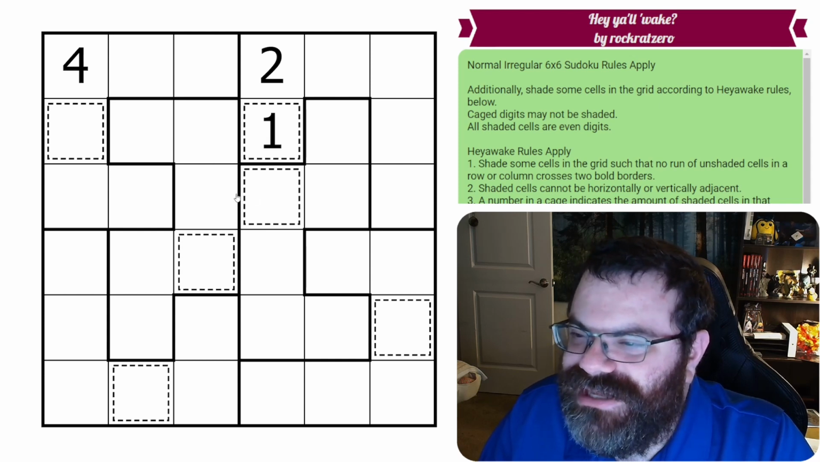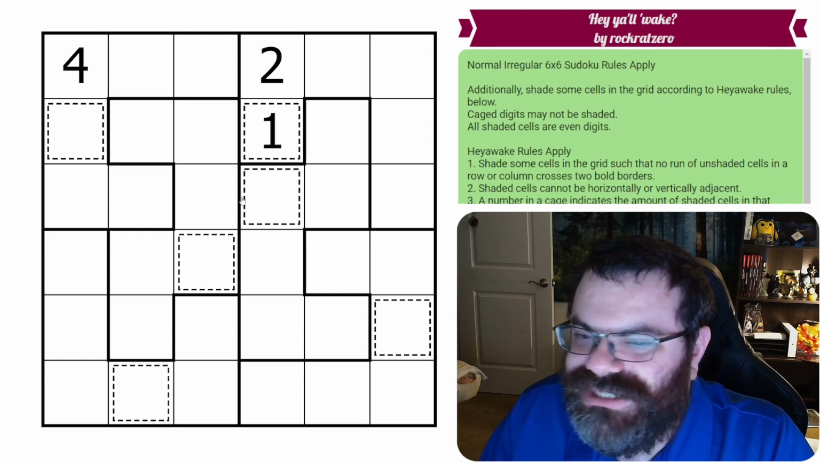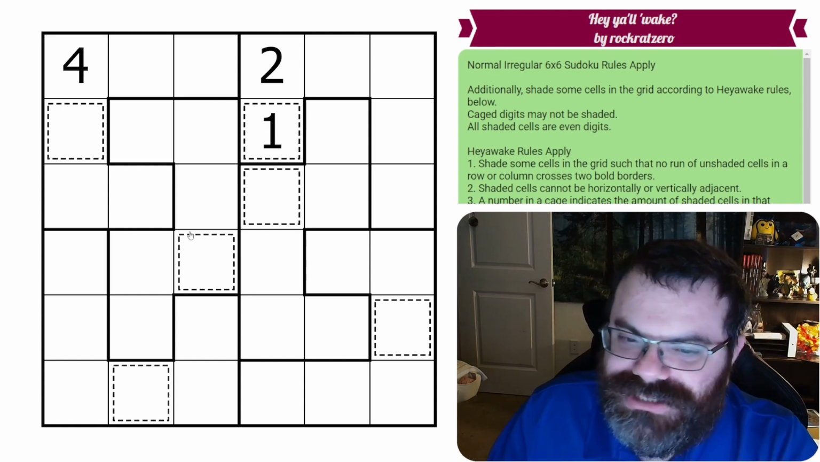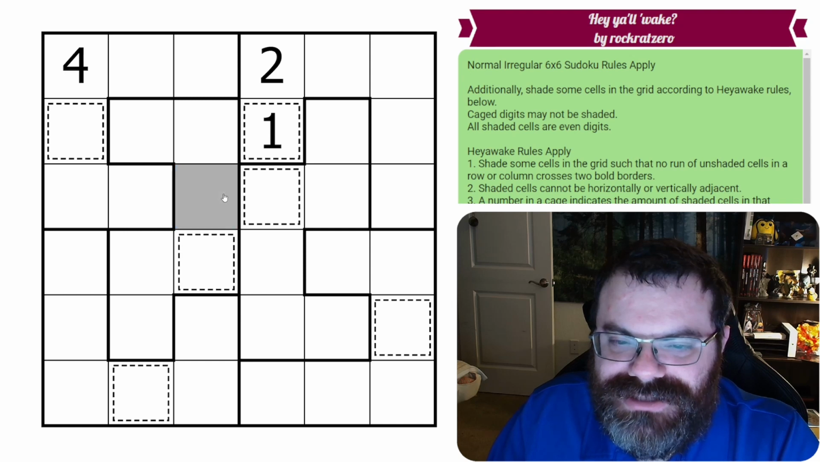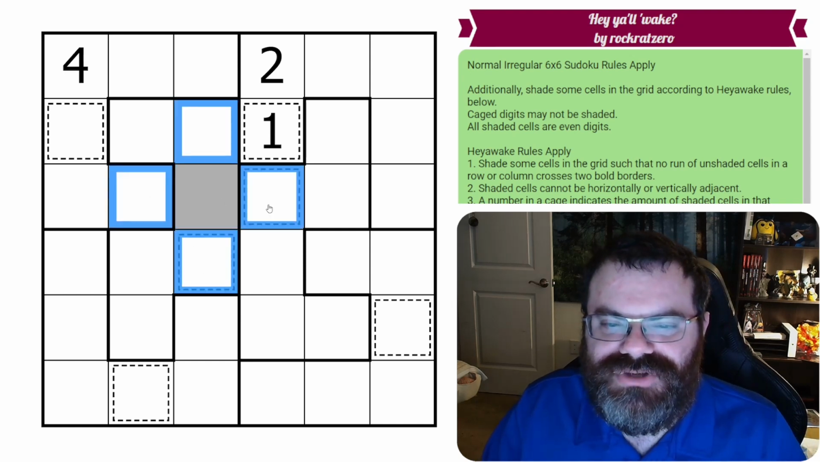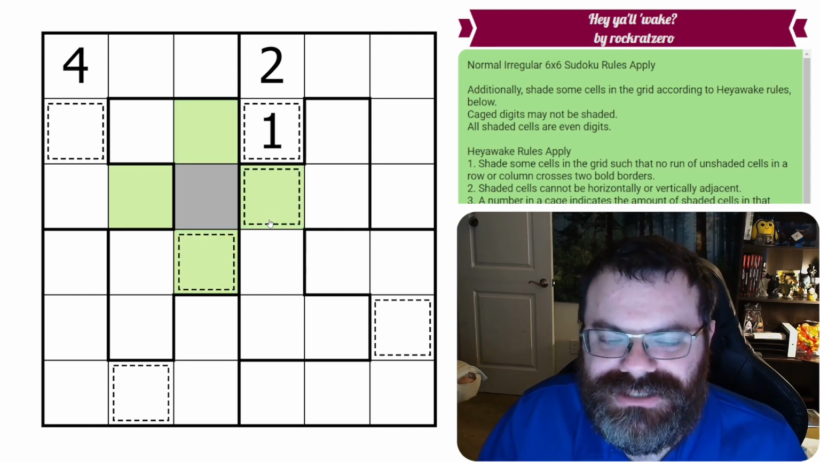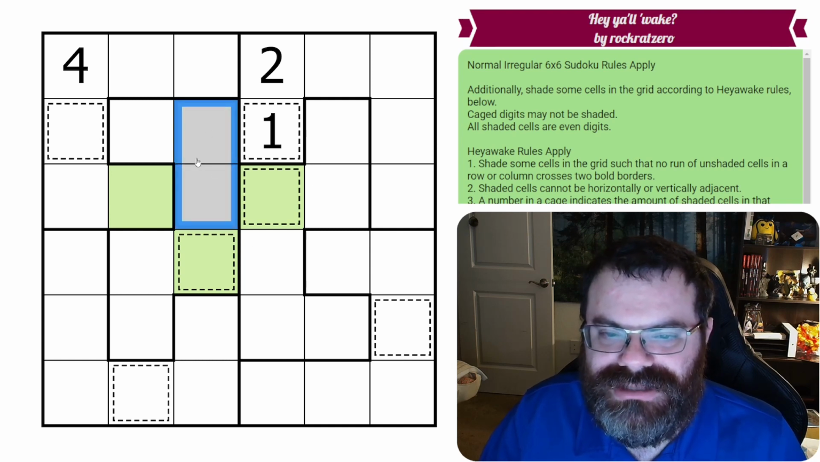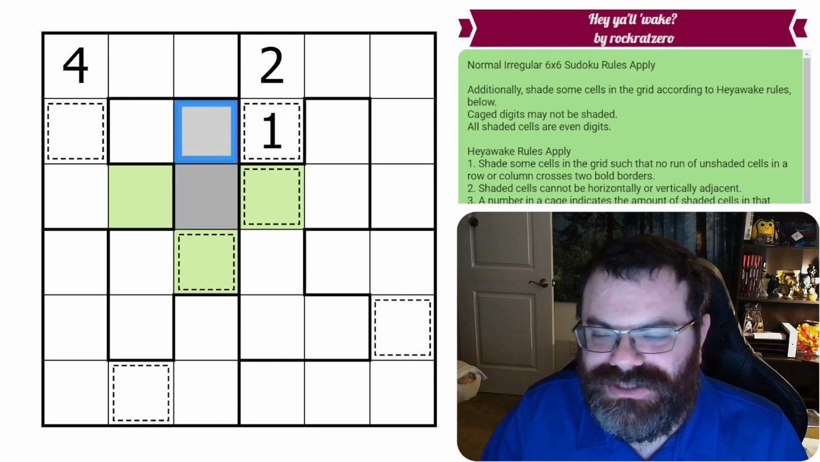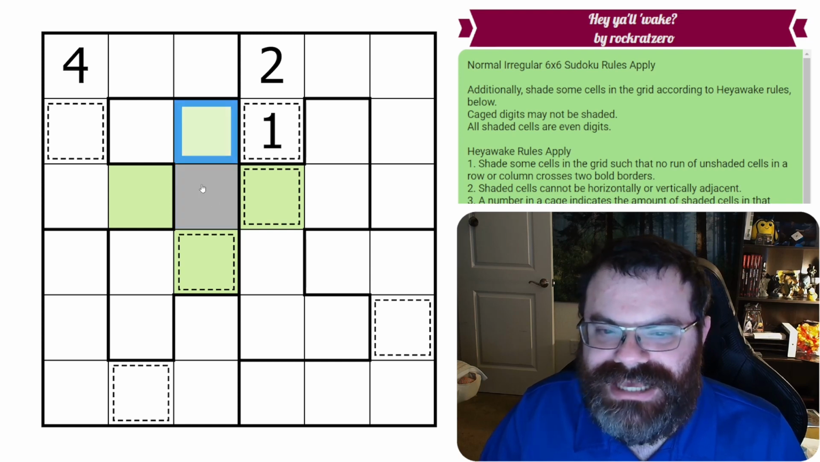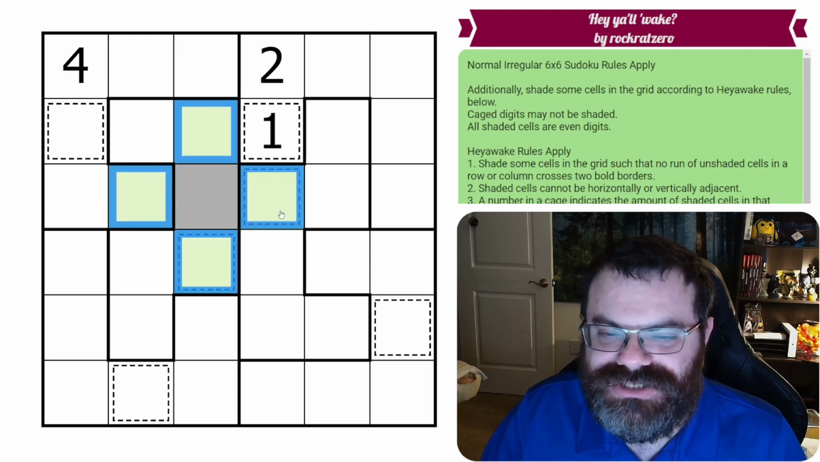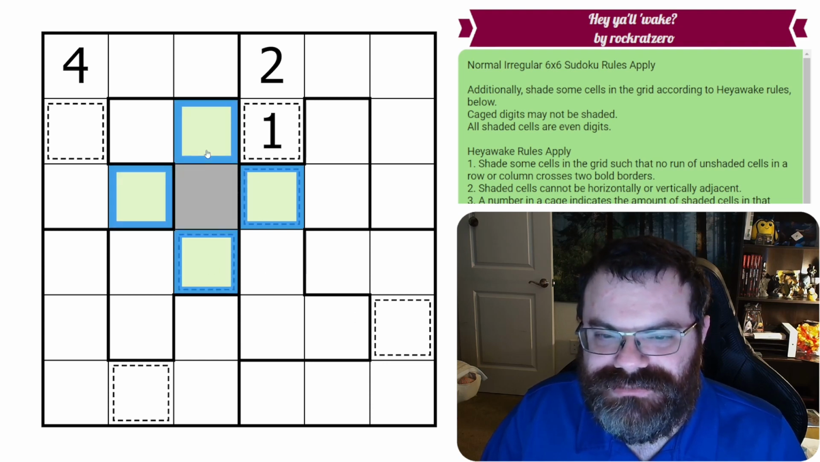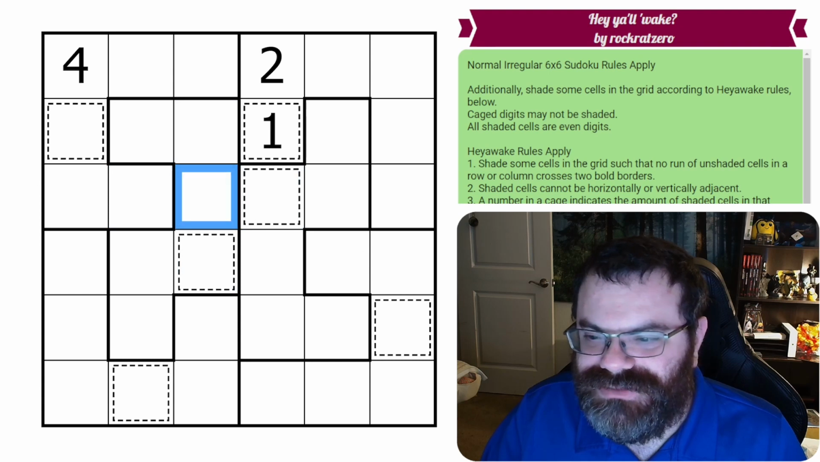Additionally, shaded cells cannot be horizontally or vertically adjacent. Another way to put that would be they can't be orthogonally adjacent. So if I shade this cell here, then we can immediately green all the cells around it. Because what I'm not allowed to do is shade two cells that share an edge. So it's handy, as soon as you place a shaded cell, to just boom, fill all of the adjacent cells, these four, as green. So you know not to shade them.